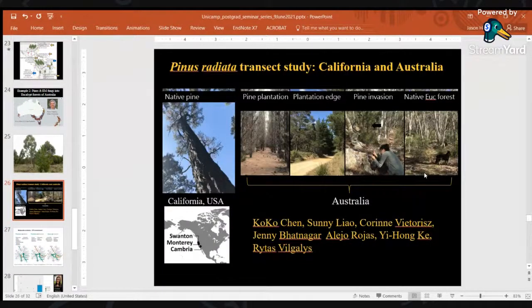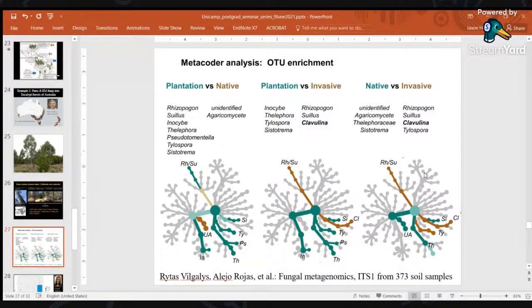One result from studies of this transect from California and across the edges of these invasions in Australia is shown here. And this is from fungal metagenomics in soils, focusing on the ITS1 locus from more than 370 soil samples. And what you can see here is graphics that illustrate enrichment of certain taxa in comparisons of, for example, plantation versus native. In plantations, you see a higher enrichment of Rhizopogon and Suillus and several other taxa compared to the native eucalyptus forest, where most of the fungi, interestingly, are unidentified agaricomycete fungi, but a lot of ascomycete fungi.